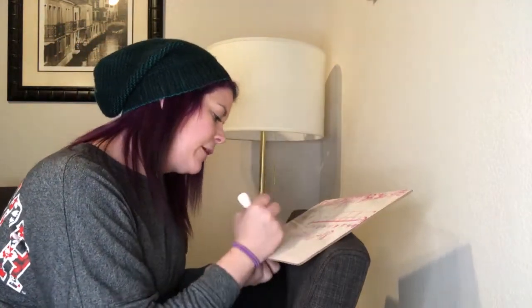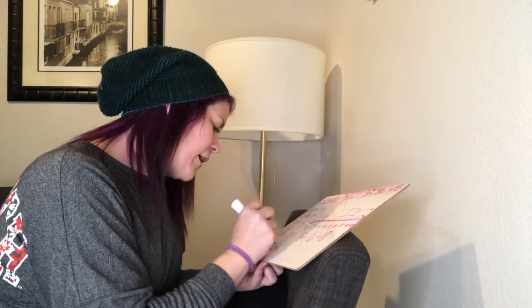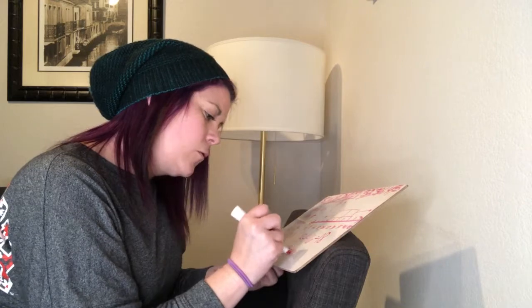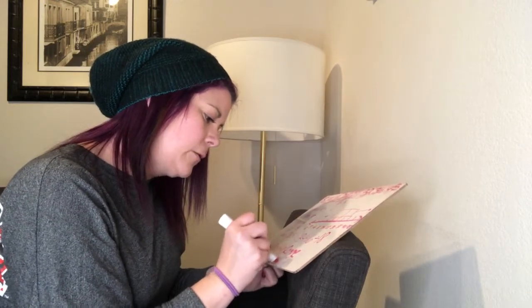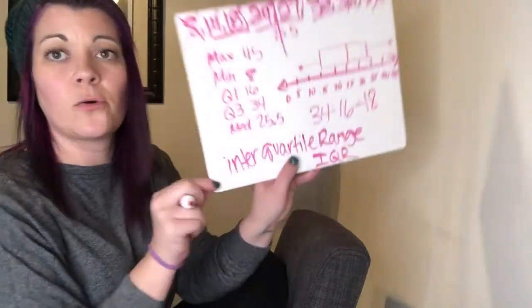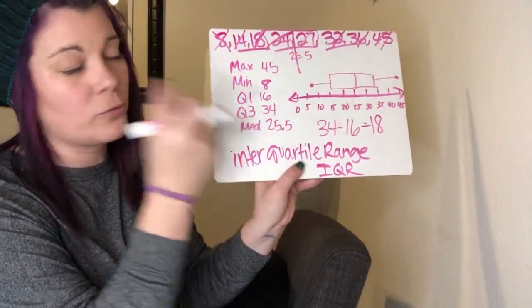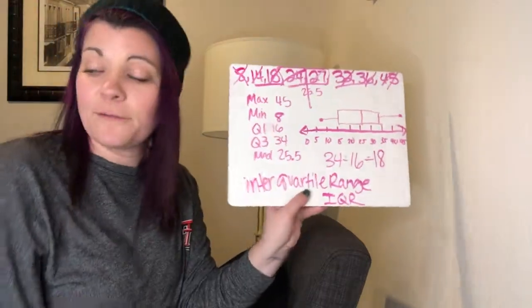This is what you call the interquartile range, or IQR. You just subtract Q1 from Q3 to find that. You use IQR to calculate what we call outliers. An outlier is a number that doesn't really go with the data.